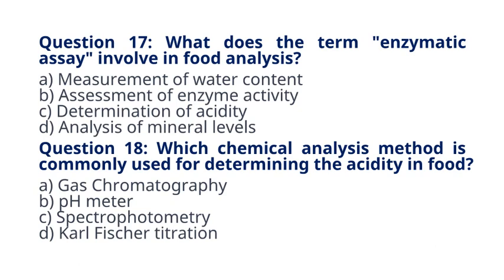Question 18. Which chemical analysis method is commonly used for determining the acidity in food? A. Gas chromatography. B. pH meter. C. Spectrophotometry. D. Karl-Fischer titration. The correct answer to question 18 is option B. pH meter. Explanation: pH meters are commonly used for the direct measurement of acidity or alkalinity in food.